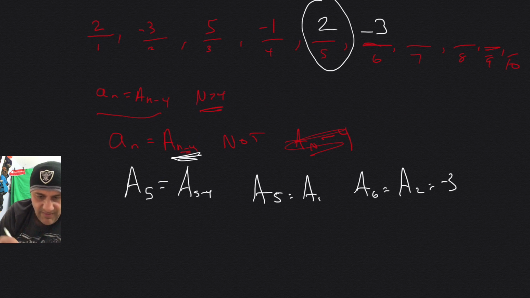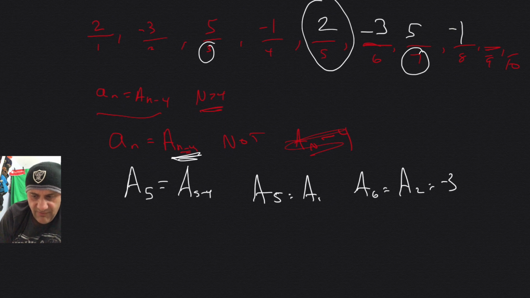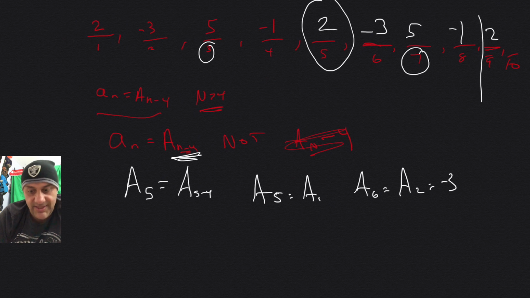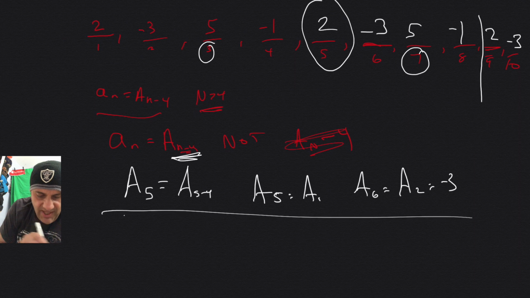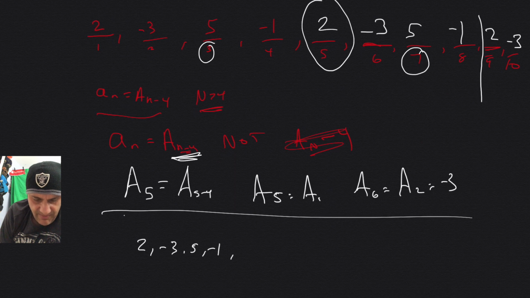And then a_7 is going to be the same thing as a_3, which is 5. And then a_8 is going to be the same thing as a_4, which is -1. So it looks like in this sequence, it's going to keep repeating. Now, a_9 is going to be the same thing as a_5, which is 2. And then a_10 will be the same thing as a_6, which is -3. So as you can see, this repeats. So the sequence goes 2, -3, 5, -1, and then it's just going to keep repeating that.